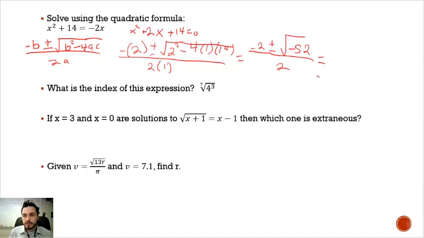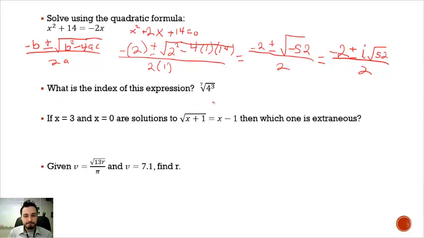Well, as far as this goes, the square root of 52 doesn't simplify perfectly, so I'm just going to leave this as an imaginary number. Negative 2 plus or minus i root 52 over 2. And we'll just leave it right there. Do remember that I expect, if there's a negative sign inside your square root symbol, that you pull it out and call it an imaginary number there. I want to see that you know that.